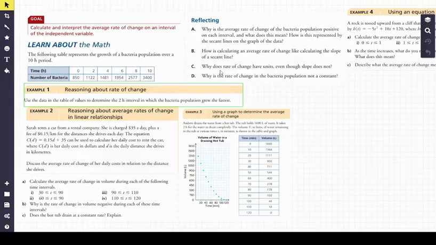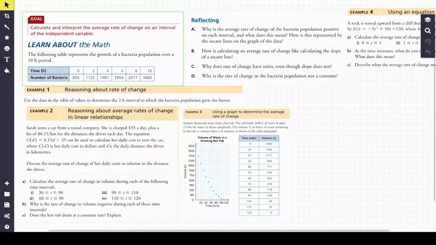So we're going to be looking at an example. The goal is to calculate and interpret the average rate of change on an interval of an independent variable. And we're talking about bacteria population, which is pretty classic. Everybody loves bacteria. Okay, not really. But it's definitely a classic, popular example that you come across, whether in biology or in any other classes.